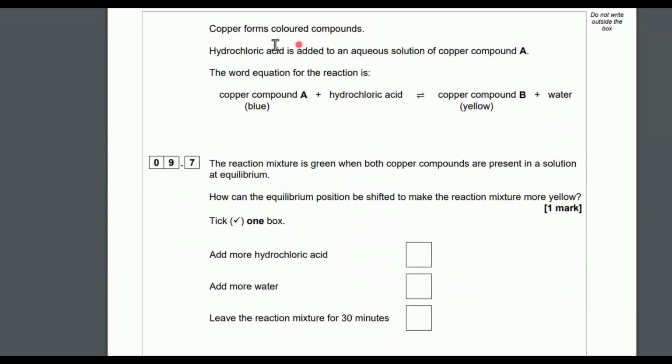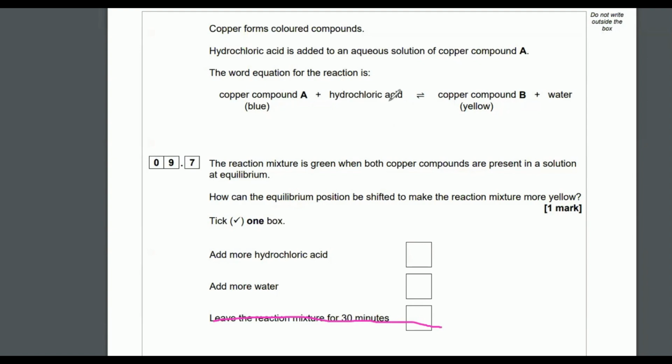Right, copper forms colored compounds. Hydrochloric acid is added to an aqueous solution of copper compound A. The word equation is shown here. The reaction mixture is green when both copper compounds are present in the solution at equilibrium. How can the equilibrium position be shifted to make the reaction mixture more yellow? If we want to make it more yellow, we need to shift the equilibrium to the right.